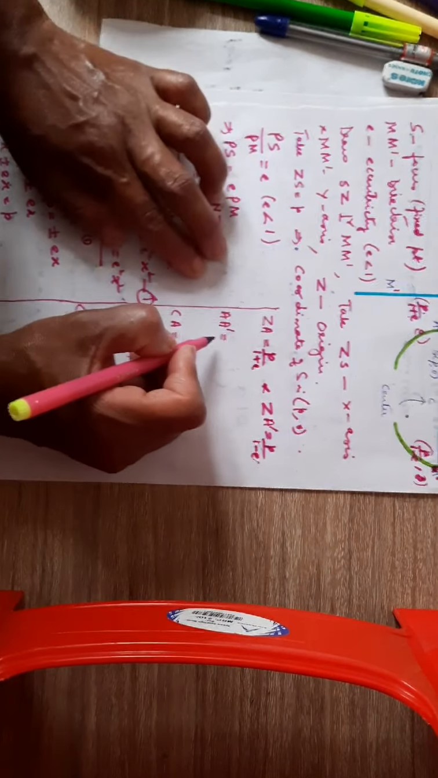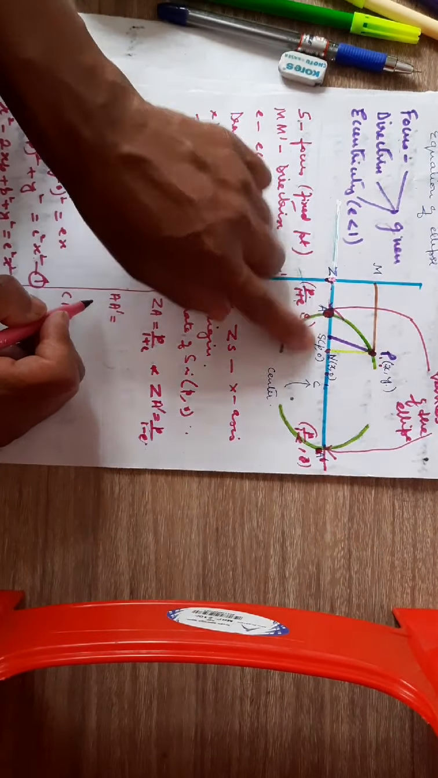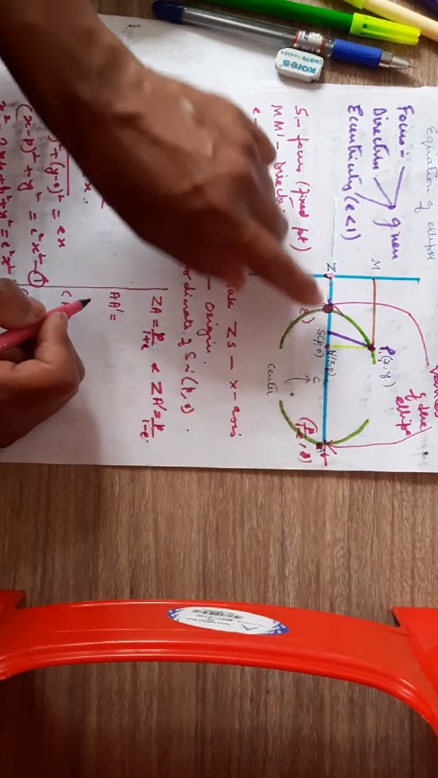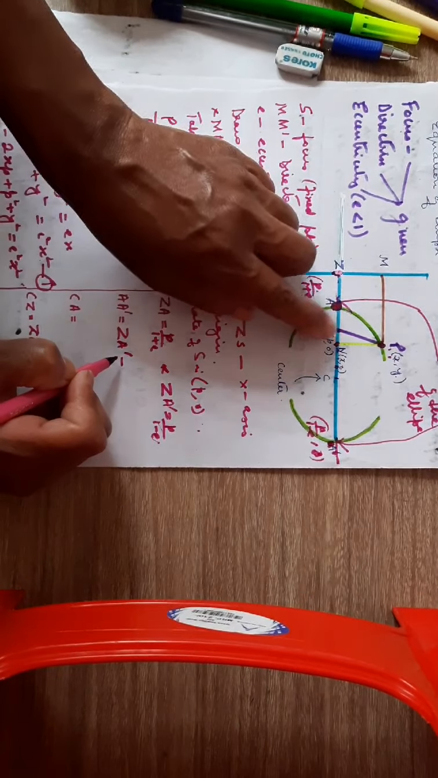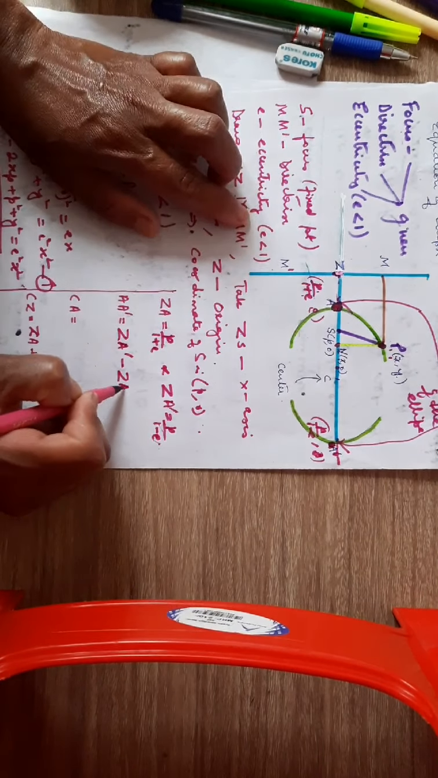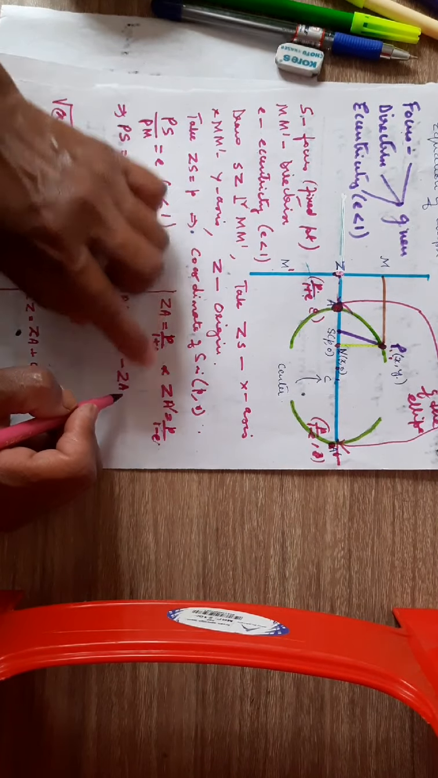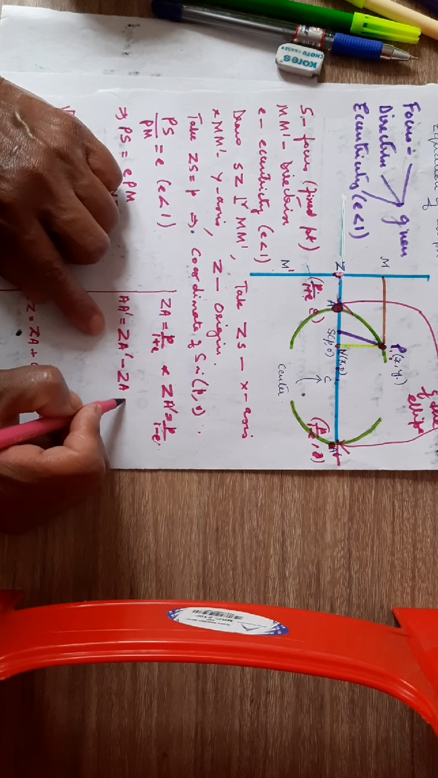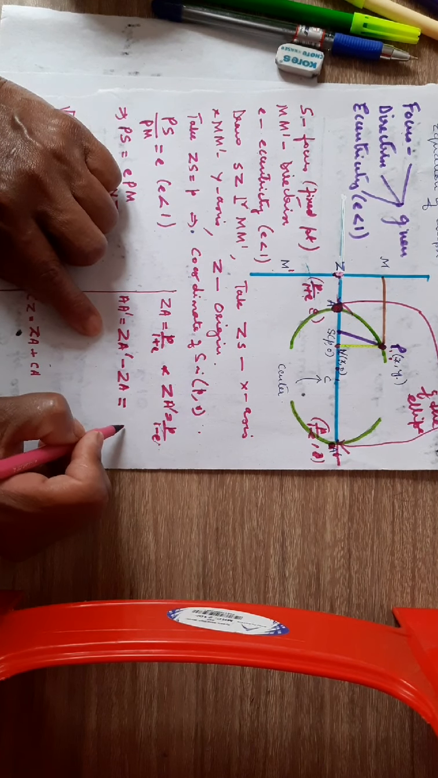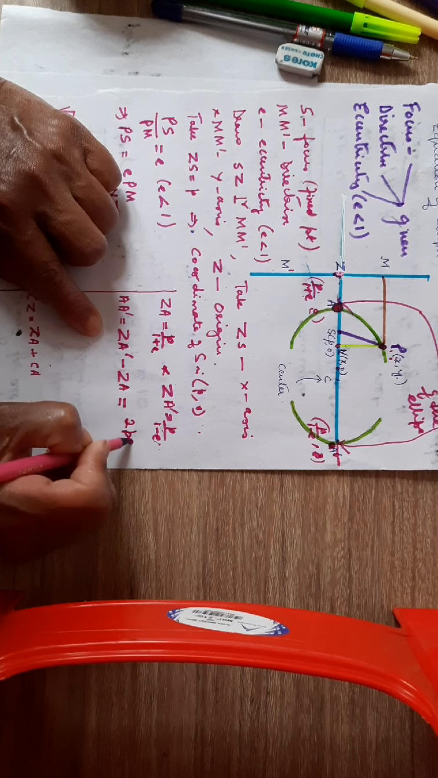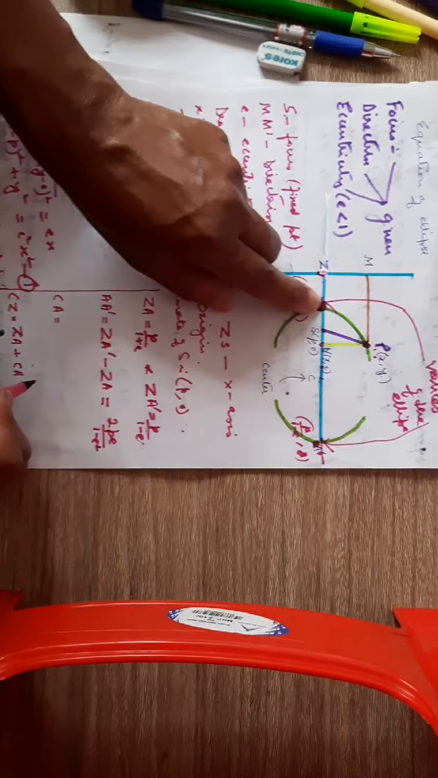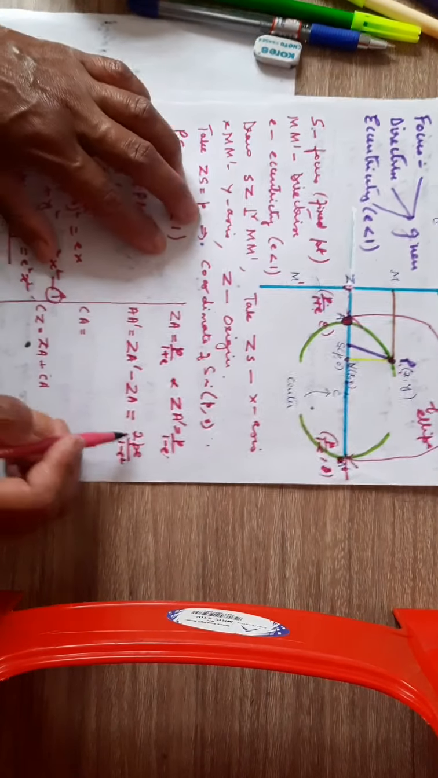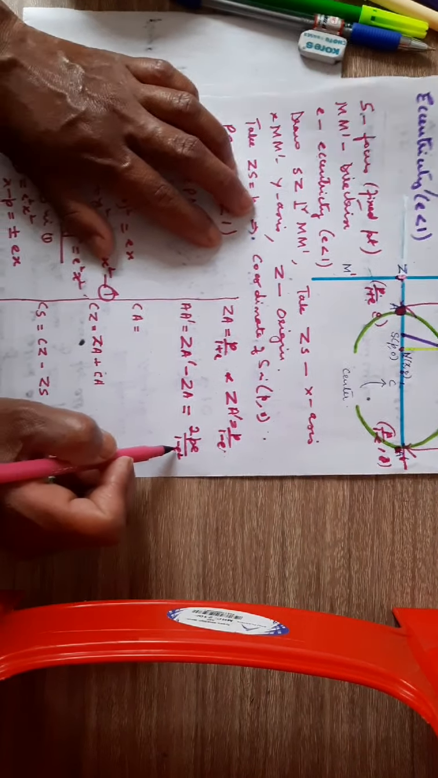Now what is AA prime? From the figure you can see that AA prime is equal to set A prime minus set A. You know what set A and set A prime are, so you can substitute them, and on simplifying you'll get twice PE divided by 1 minus e square. That is, the distance between the 2 vertices of the ellipse will be twice PE by 1 minus e square.